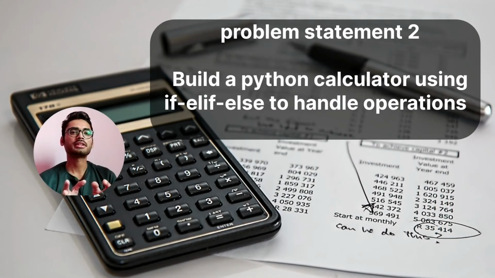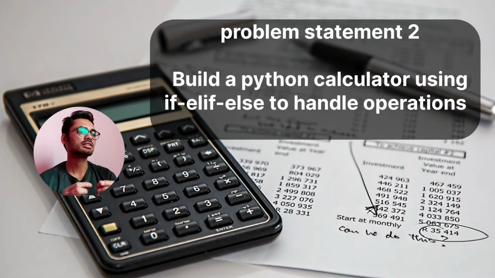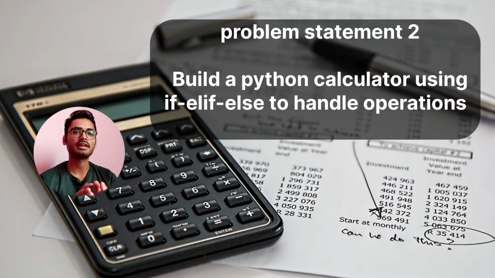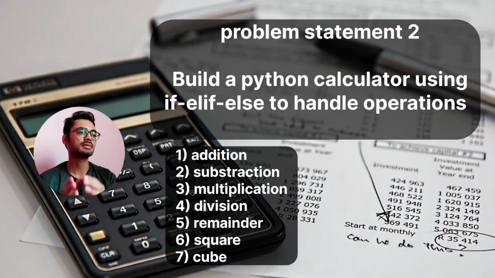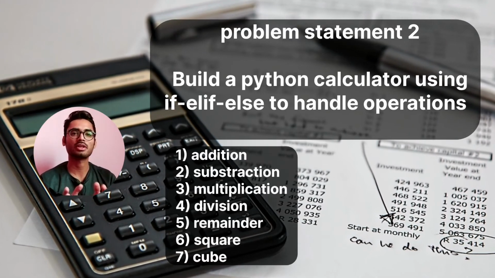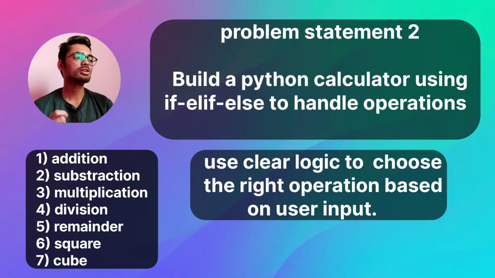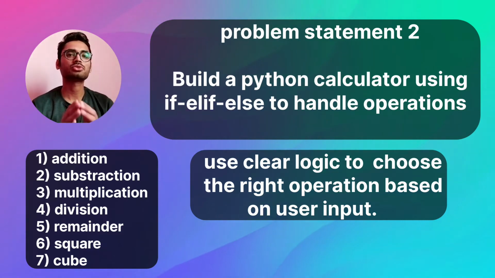Here's problem statement number 2, and that is build a Python calculator using if, elif and else to handle the operations such as addition, multiplication, subtraction, division, remainder, square and cube. Use clear logic to choose the right operation based on user input.